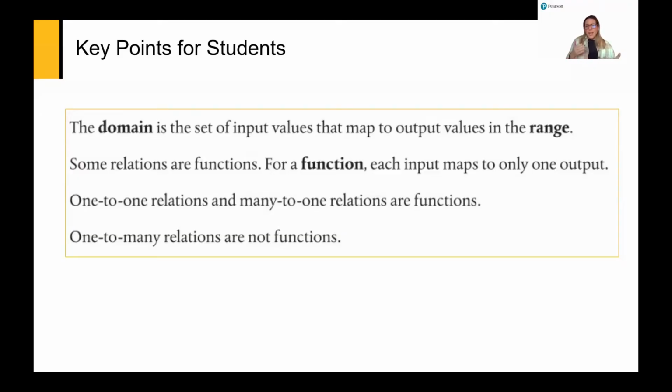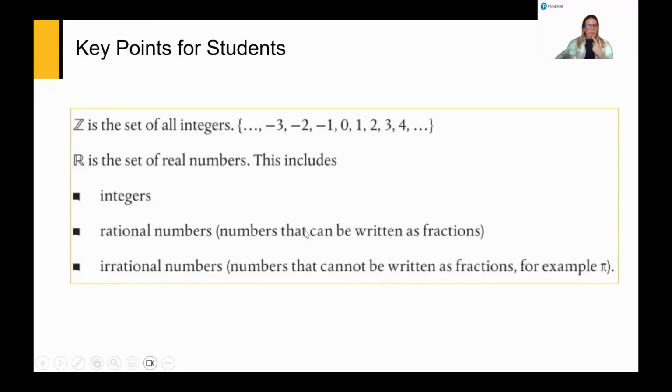So obviously for a function, each input maps to only one output. You've got one-to-one relations and many-to-one relations, which are the functions, but one-to-many relations are not functions. And I think getting students to just play around with that idea, they'll see quite clearly that the one-to-many relations are not functions. So nice keywords, get them integrated, get them hands-on, drawing out little mappings, I think will help cement those new keywords.